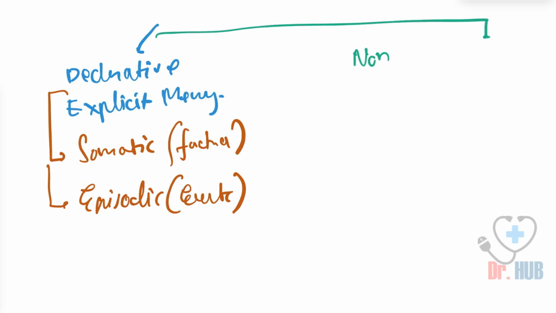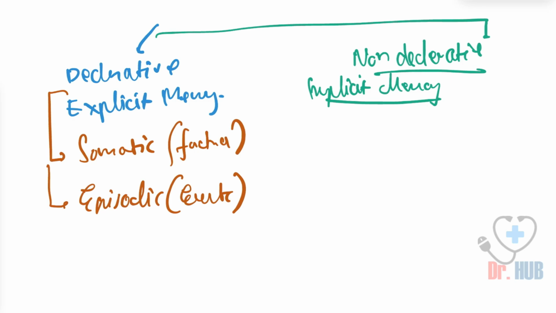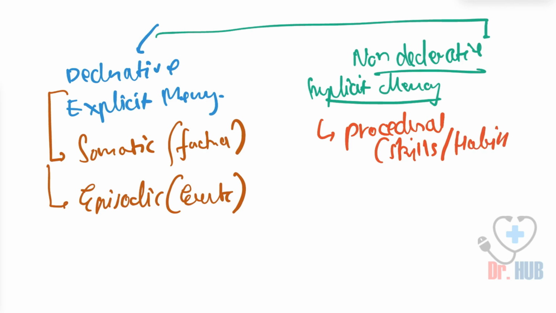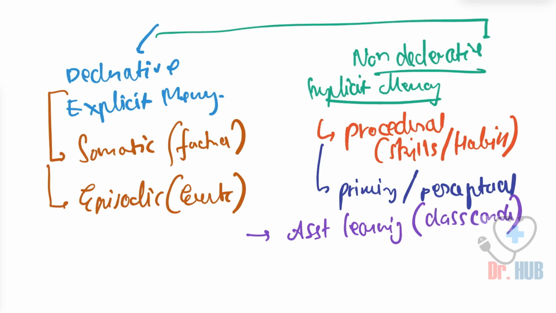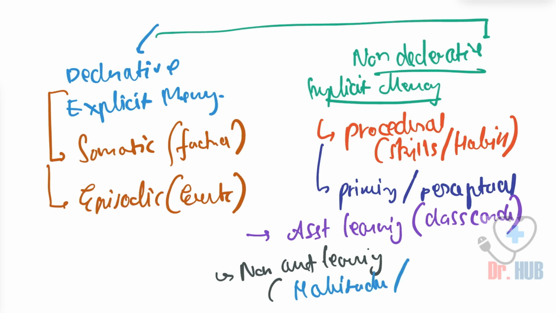Next, what we need to know is there is the non-declarative, the implicit memory. Under non-declarative implicit memory, it includes the procedural skills, which include the skills as well as the habits. Next, it also includes the priming and perceptual. And next, it includes the associative learning, that is nothing but the classical conditioning. Next, it also includes the non-associative learning, which includes habituation as well as sensitization. So this was the classification.